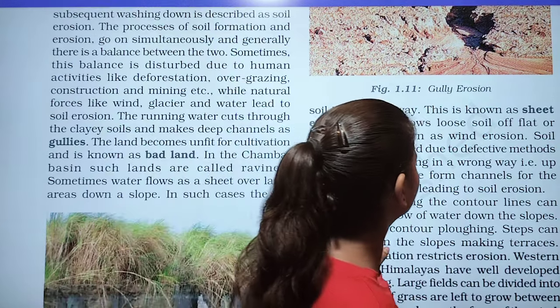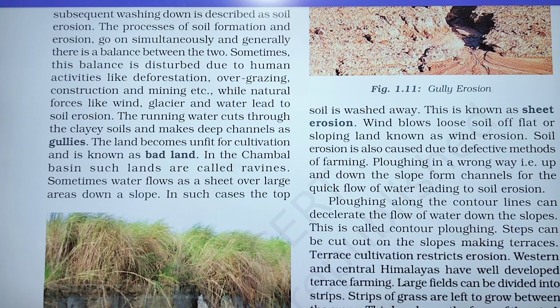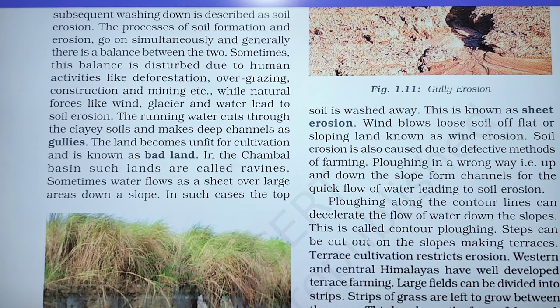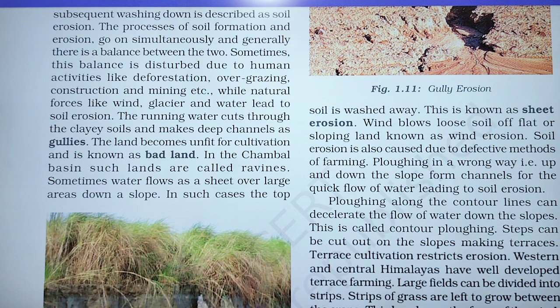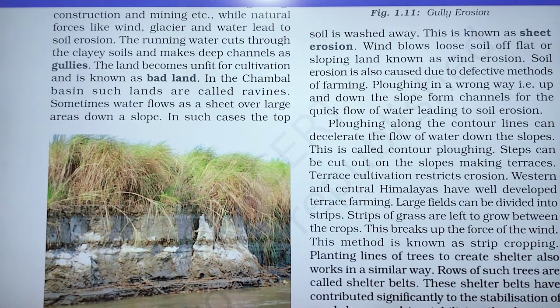Soil erosion is also caused by defective methods of farming. Ploughing in a wrong way, that is up and down the slopes, forms channels for the quick flow of water, leading to soil erosion.